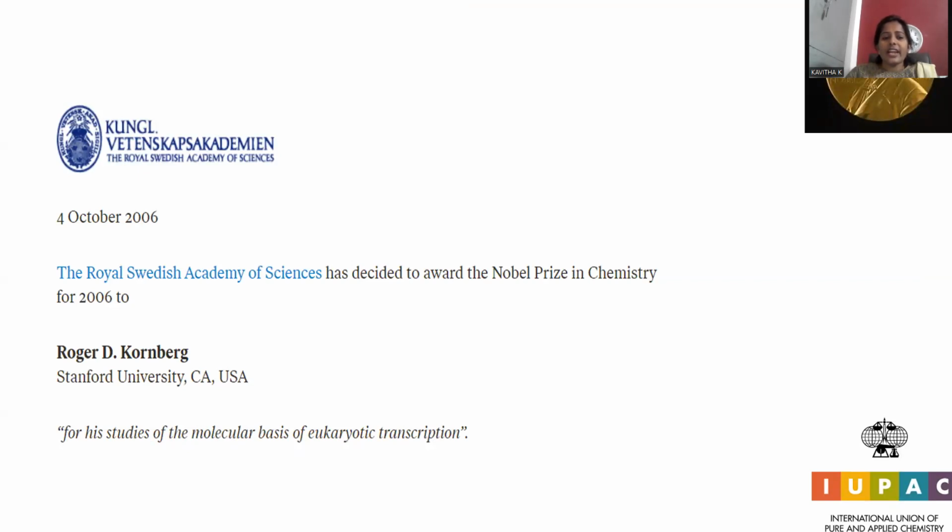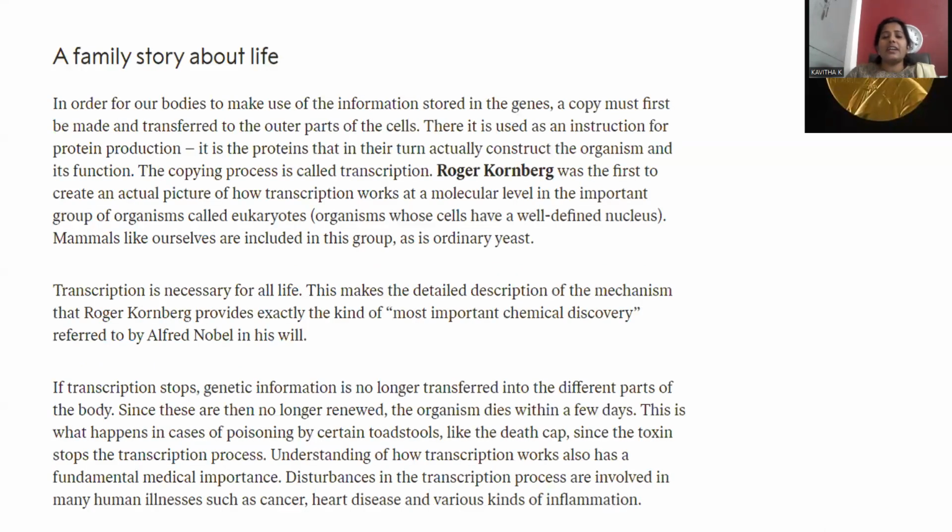The Royal Swedish Academy of Sciences awarded this Nobel Prize in the field of chemistry for the year 2006 to Roger D. Kornberg, Stanford University, CA, United States of America, for his studies of the molecular basis of eukaryote transcription. Based on these transcription studies, he was accorded the Nobel Prize in the year 2006 in the field of chemistry. Let's see how the process is carried out, what research he carried out, and how it was accorded.